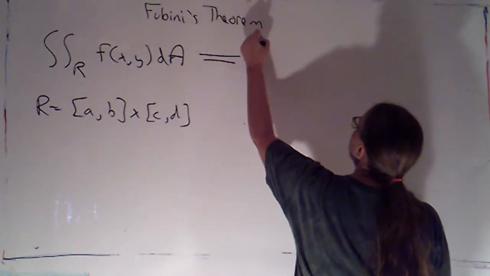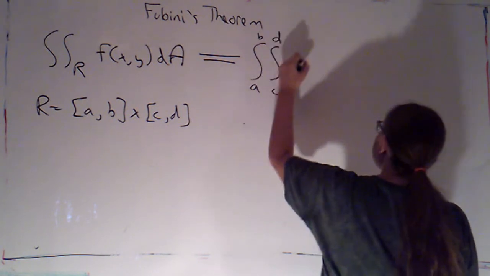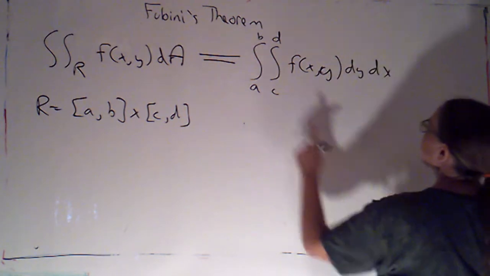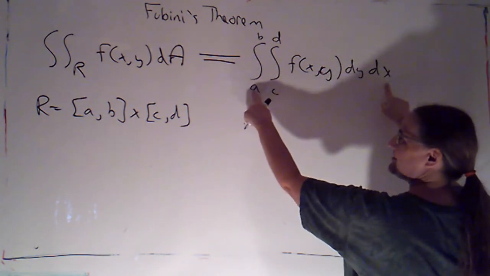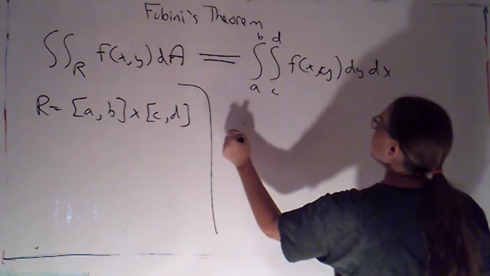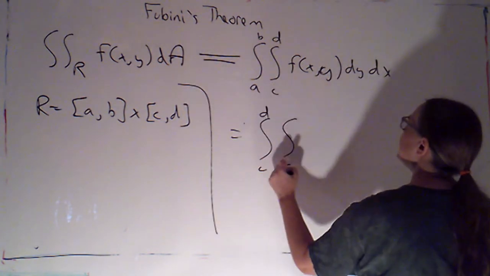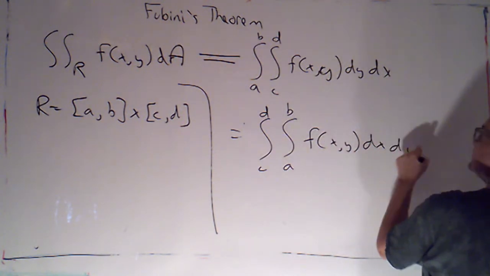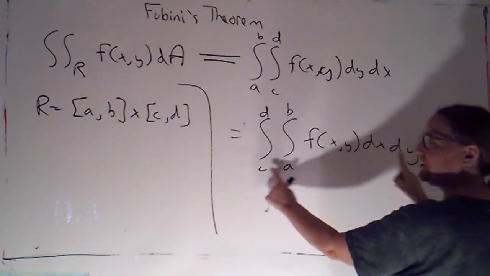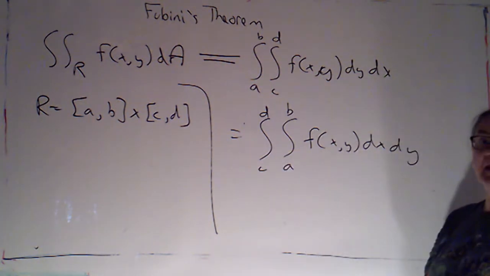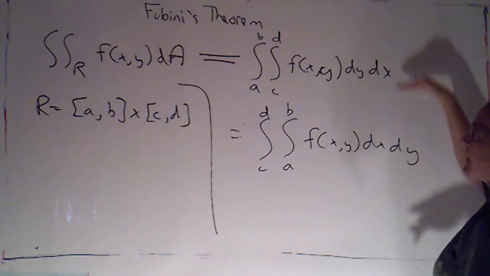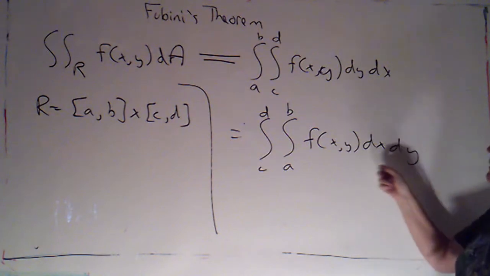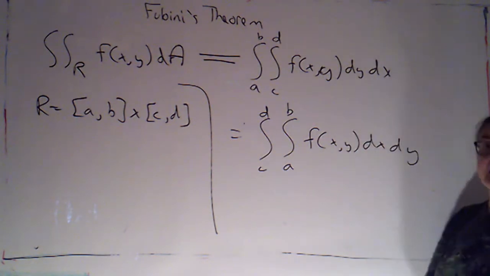So I could say it's the integral from a to b, the integral from c to d, f of xy dy dx, y is on the inside, x is on the outside, or I could say that's equal to the integral from c to d, integral from a to b, f of xy dx dy. x is the inside integral, y is the outside integral. So geometrically, this corresponds to I can slice things either way. Algebraically, it says I can integrate in either order.